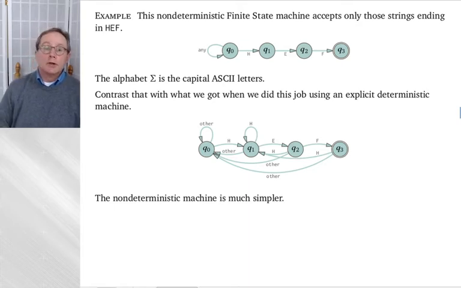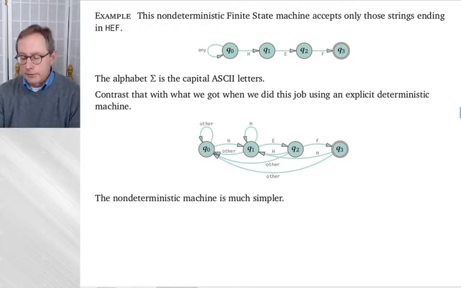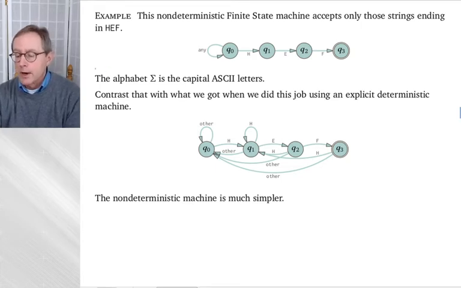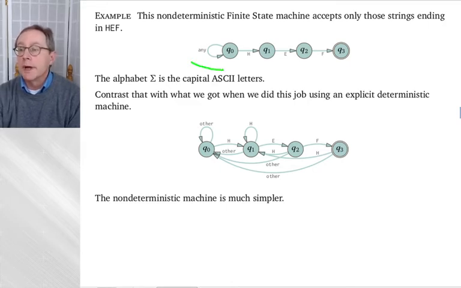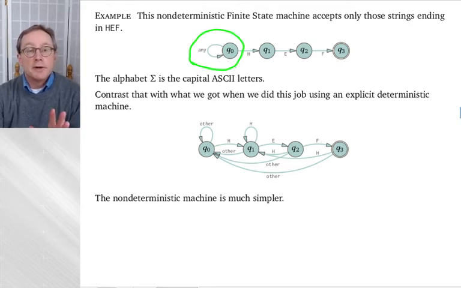To contrast with the examples I did when we introduced the deterministic finite state machine, here's the non-deterministic finite state machine that accepts only those strings ending in HEF. It's really just about as straightforward as it could be. The machine, just like the garage door opener, just waits, and then guesses. That's the jarring part. It guesses that this is the end of the string. It sees an H, an E, and an F.